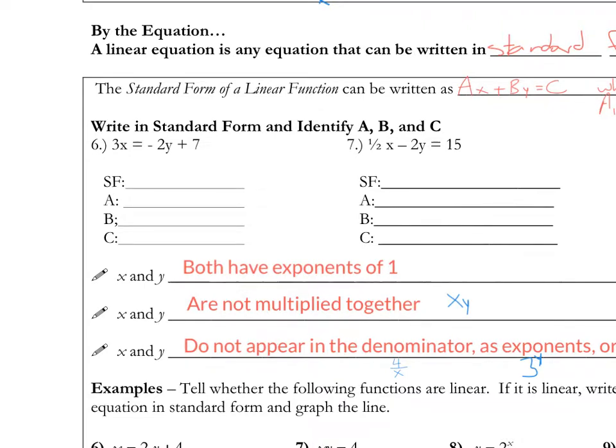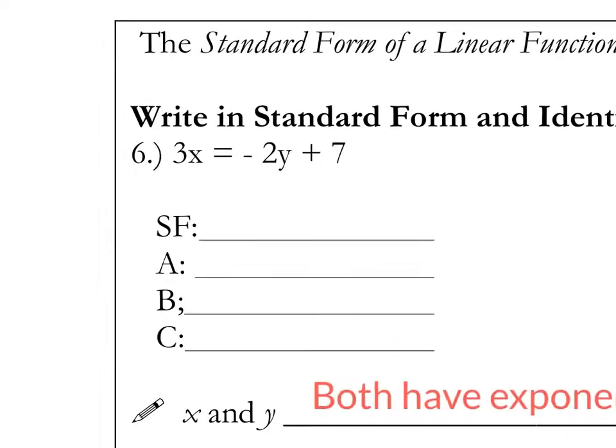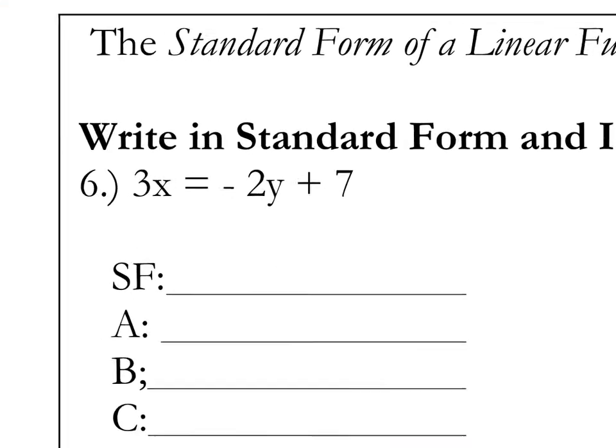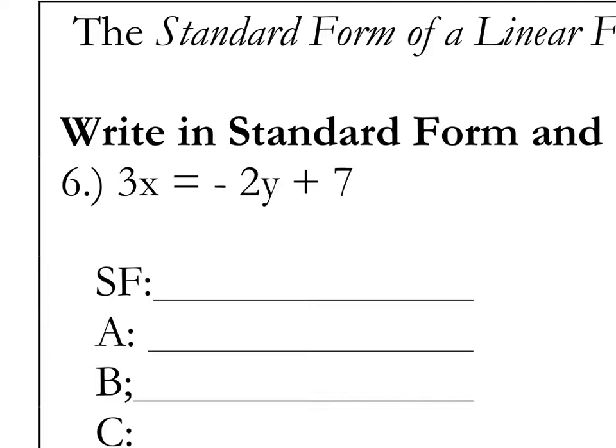Well, if I'm going to write this in standard form, I need to get y over to the other side, okay? Because you want x and y on the same side if it's standard form. We did this back in chapter 2, solving for a variable. So we're going to add 2y to both sides, and I get 3x plus 2y equals 7.